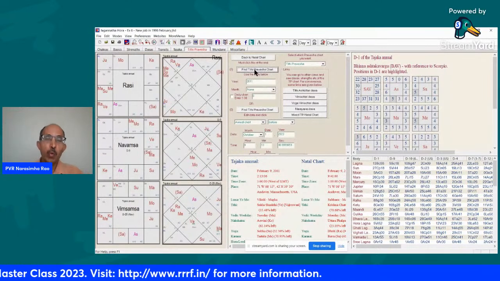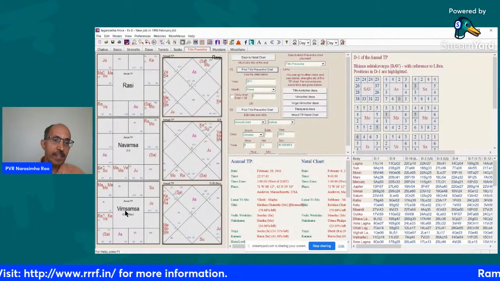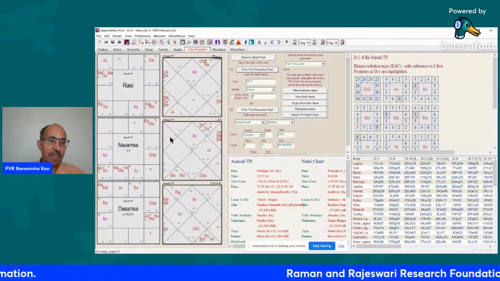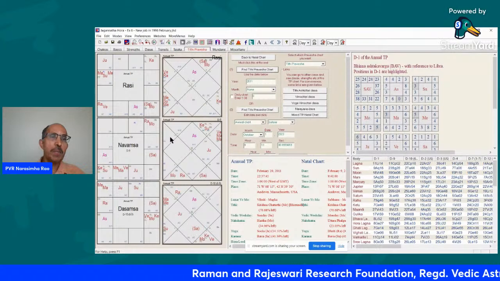Let's look at the 2011 Tithi chart, and Dasamsa is the relevant chart here. We are not looking at Upasana. So let us look at Dasamsa. That is the most important chart.